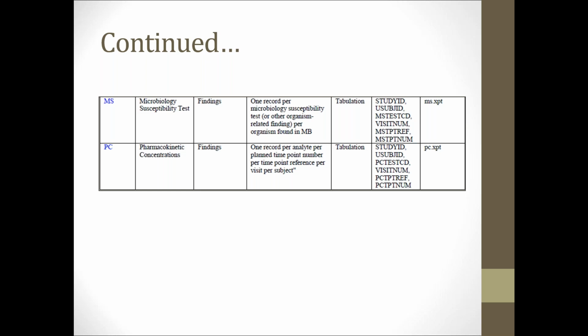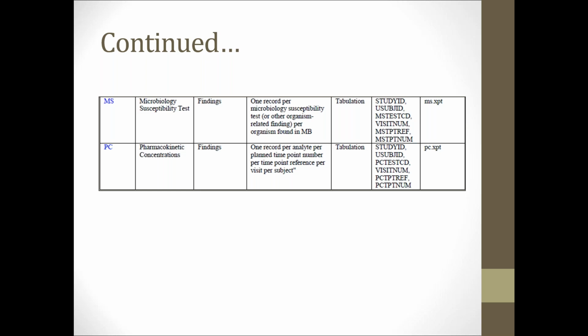MS, microbiology susceptibility test. One record per microbiology susceptibility test. Each and every microbiology susceptibility test will be considered a separate record. So MS test CD, the microbiology susceptibility test short name, visit number, time point reference, and time point number. These are all the important variables in this domain.